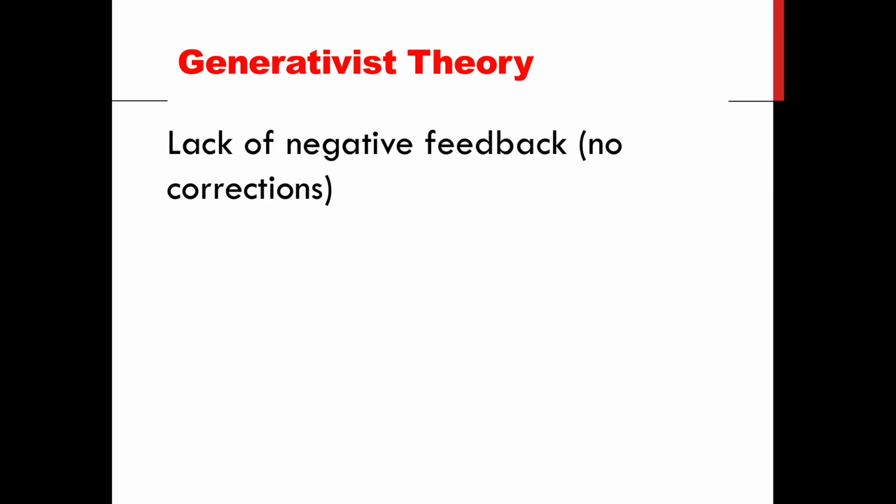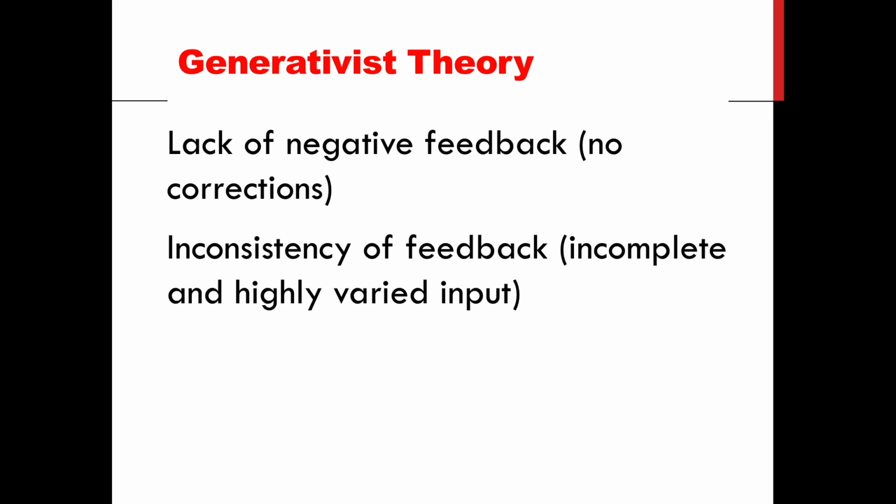There are two ideas that he was considering. One of them was the fact that children do not receive negative feedback, so we don't correct them. And the second one is that this feedback is actually inconsistent. So there's a very rich input. Children are receiving not systematic sentences. So with these two ideas, Chomsky thought that it was not possible to acquire such an abstract and complex system in just 2 years of life.